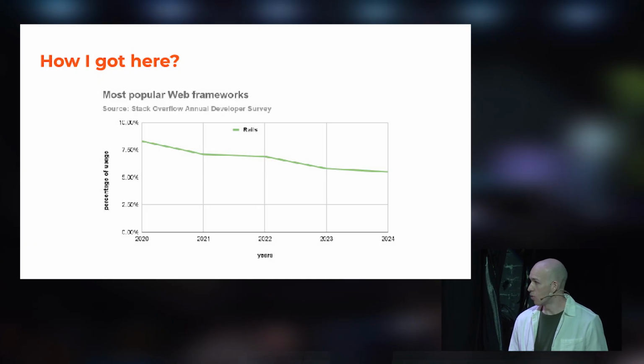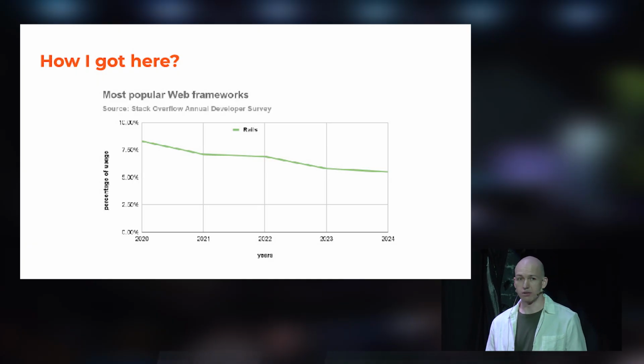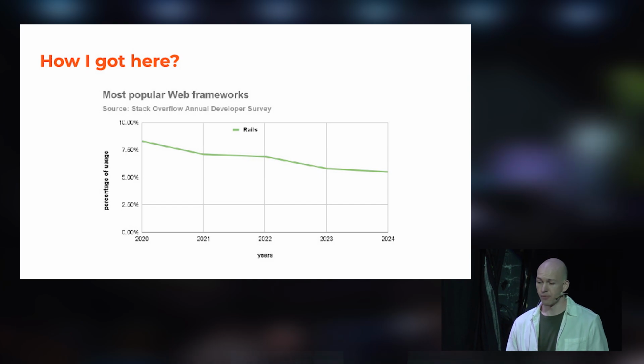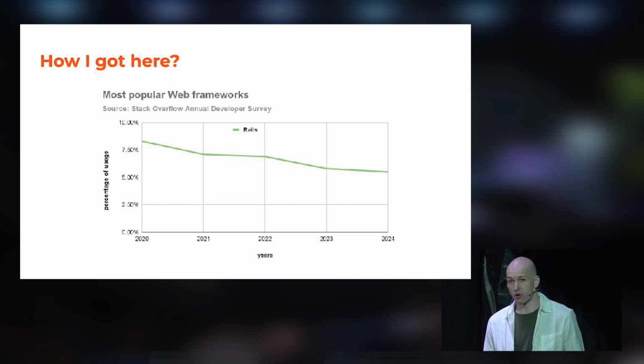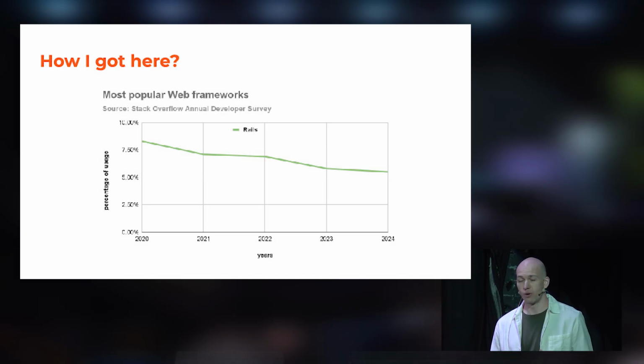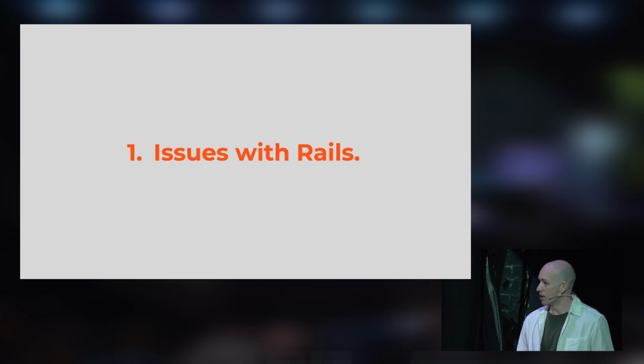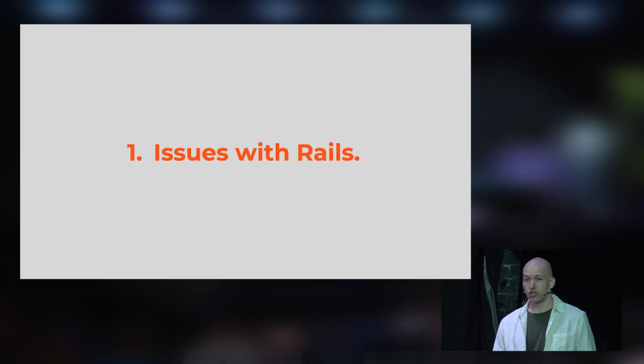And when I see how Rails and consequently Ruby decline in popularity year after year, I naturally ask myself, what's wrong? Like, clearly there's something wrong, right? But what is it? What are the reasons behind it? Well, I created the Rage framework in an attempt to answer these questions. So now let's talk a bit about issues with Rails.